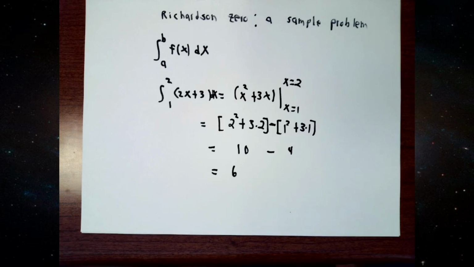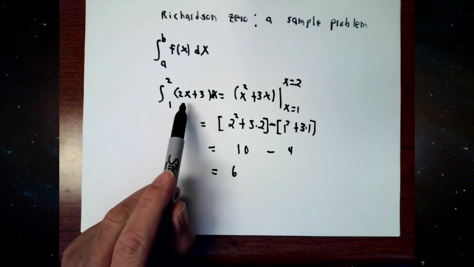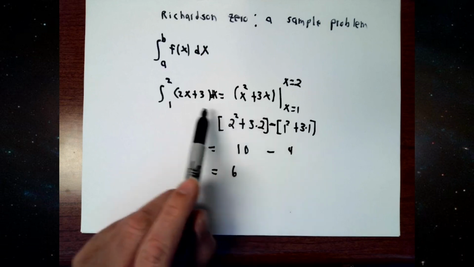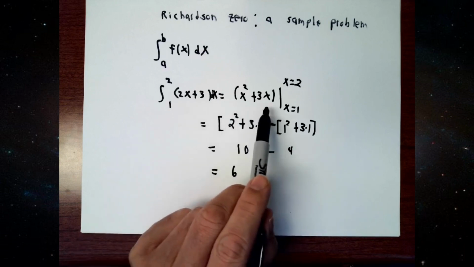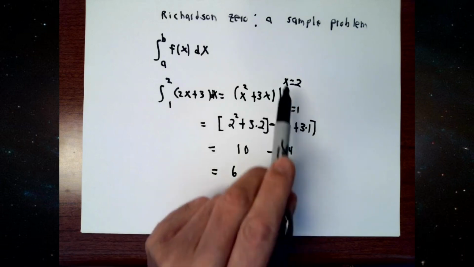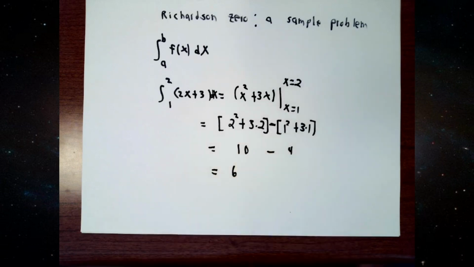As a simple example, you might think of the integral from 1 to 2 of 2x plus 3 dx using the antiderivative trick. An antiderivative of 2x is x squared, and an antiderivative for the constant function 3 is 3x. Then I put the limits of integration in and subtract, and find out that this integral is 6. This is the way that we're used to doing things in the first and second semester calculus courses.